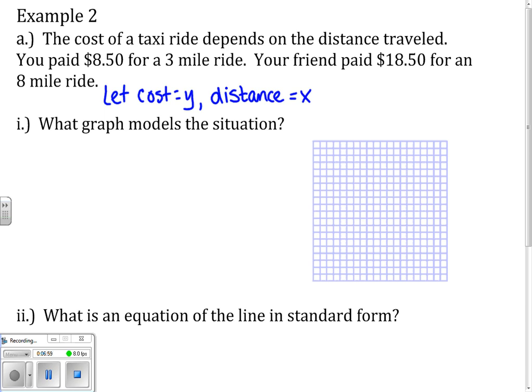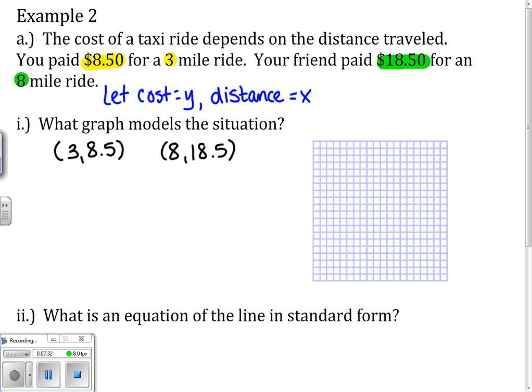You paid $8.50 for a 3-mile ride. Your friend paid $18.50 for 8 miles. That's really 2 ordered pairs in disguise. The first one would be 3, 8.5, and the second one would be 8, 18.5. X before y. So they want a graph to model this situation, so I'm going to take a second and get an xy axis on there.